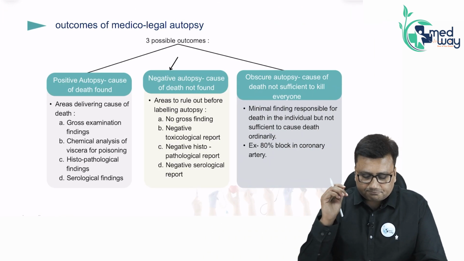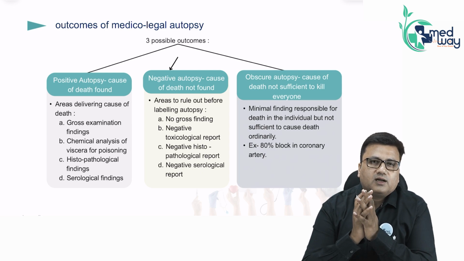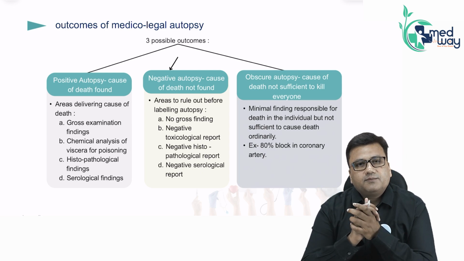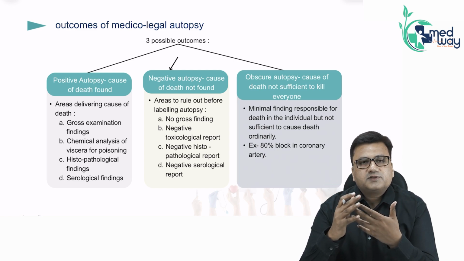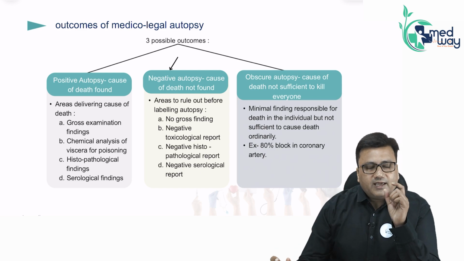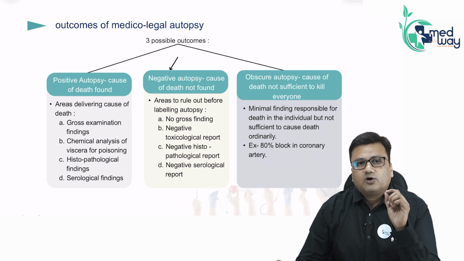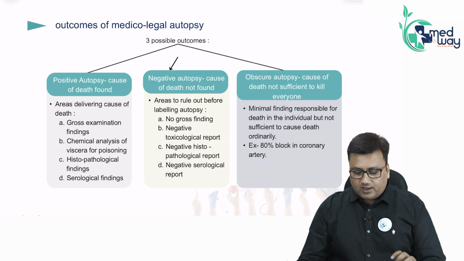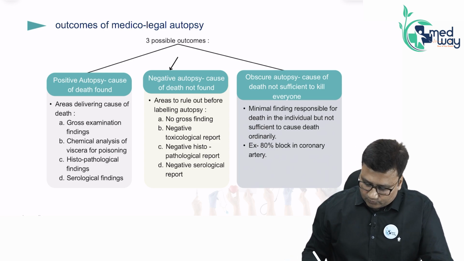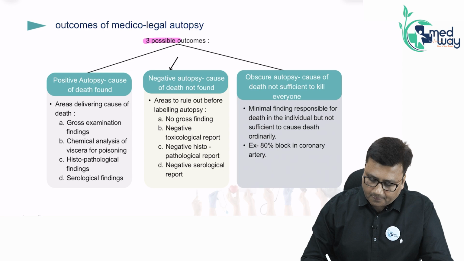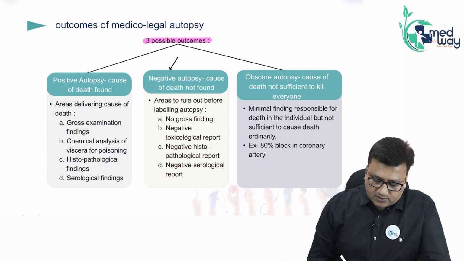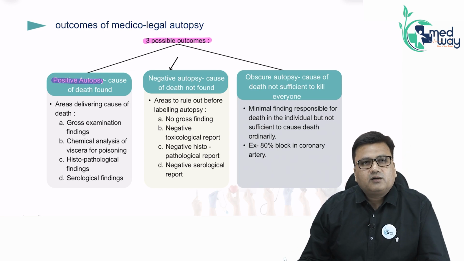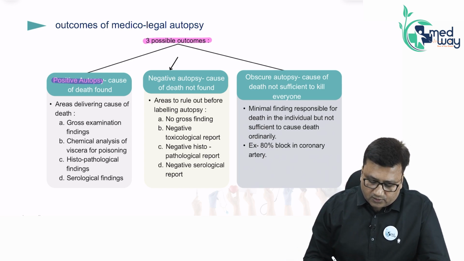Let us move further and talk about the most common type of autopsy, which is the medico-legal autopsy. Remember, medico-legal autopsy is the autopsy in which the aim is to find the cause of death, right. So, in a medico-legal autopsy, there could be 3 possible outcomes. The first is positive autopsy. What does positive autopsy mean? The cause of death is found.